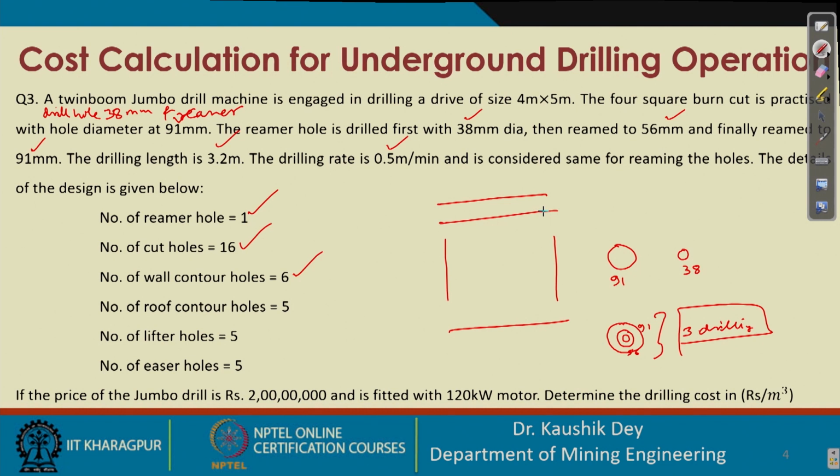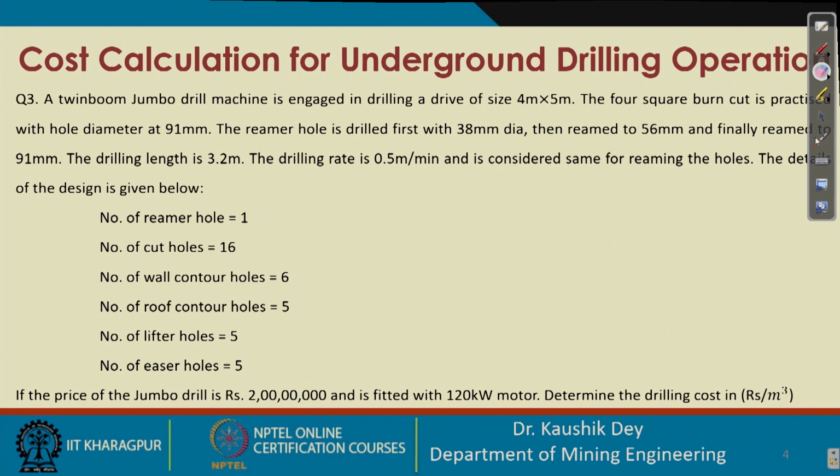Apart from that, it is also given that the jumbo drill price is 20 million rupees, that is 2 crore rupees, and it is fitted with a 120 kilowatt motor, that means it is electrically operated, and we have to find out the drilling cost here. So, before doing that, we have to just see what the jumbo drill is.